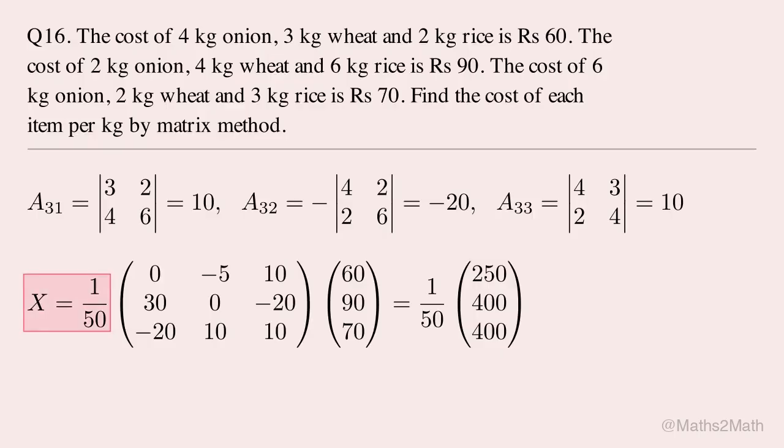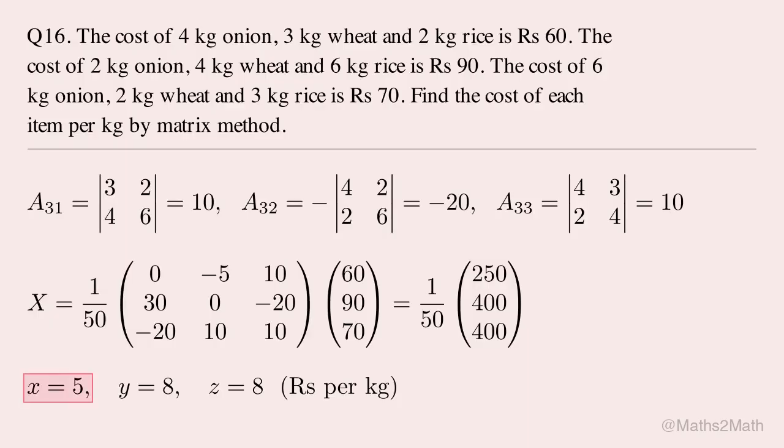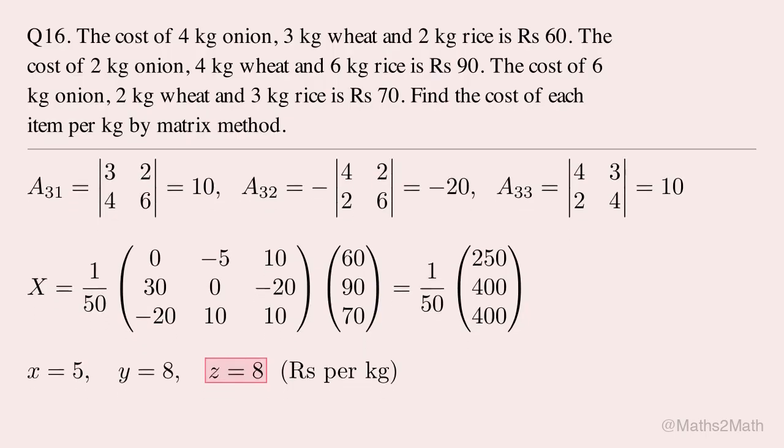0 minus 450 plus 700 is 250. 1,800 plus 0 minus 1,400 is 400. Minus 1,200 plus 900 plus 700 is 400. Divide by 50. Onion costs 5 rupees, wheat 8 rupees, and rice 8 rupees per kilogram.